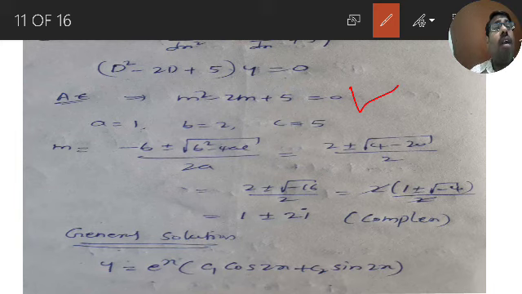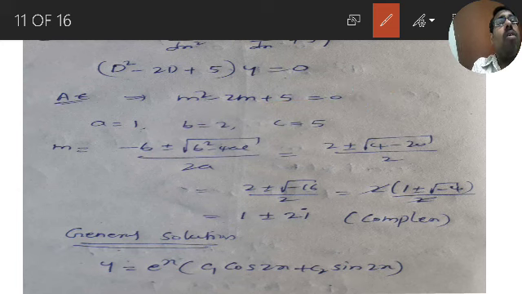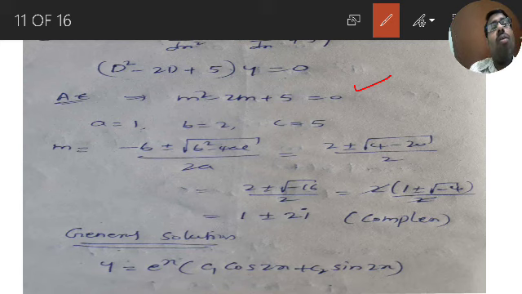You cannot factorize. There are no two numbers whose sum is minus 2 and whose multiplication is 5. So, no factorization comes here. m square minus 2m plus 5 is equal to 0. Factorization is not possible. What are the values? a is equal to 1, b is equal to minus 2, and c is equal to 5.